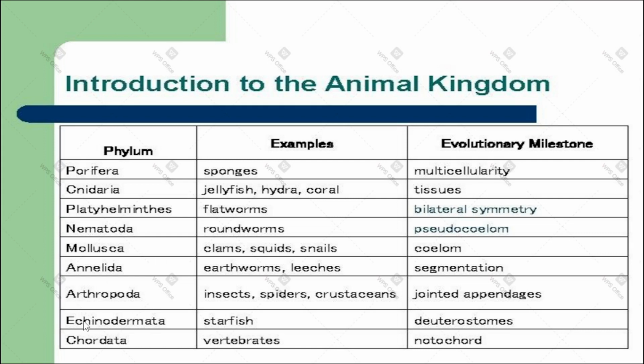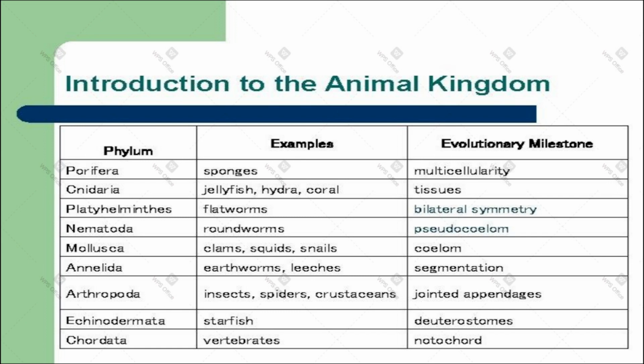And then comes the major phylum which has the maximum number of total species. That means the highest number of species in the total animal kingdom belong to this phylum, that is the Arthropoda. Arthropoda comprises insects, spiders, crustaceans, and many more. Echinodermata's example is in the form of starfish.